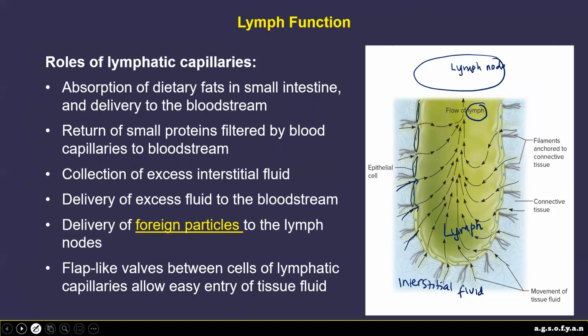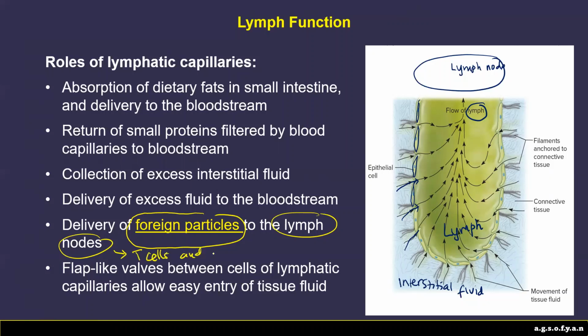And this is related to the functions of the immune system. This lymphatic vessel will deliver foreign particles into the lymph node. And in the lymph node, there are white blood cells like T cells and macrophages that will destroy these foreign particles. So this is the function of the lymphatic system that's related to the immune system.